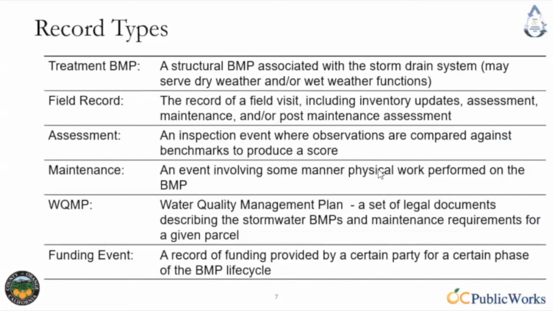Within that, an assessment is a look at the BMP. It's tracking how much vegetative cover it has, how much sediment it has in it, and these things are compared against benchmarks to say, is this BMP in good shape or is it not in good shape? And so an assessment is pretty much an inspection, but it also yields a numeric score. And that score then can be used to prioritize where we focus maintenance efforts.